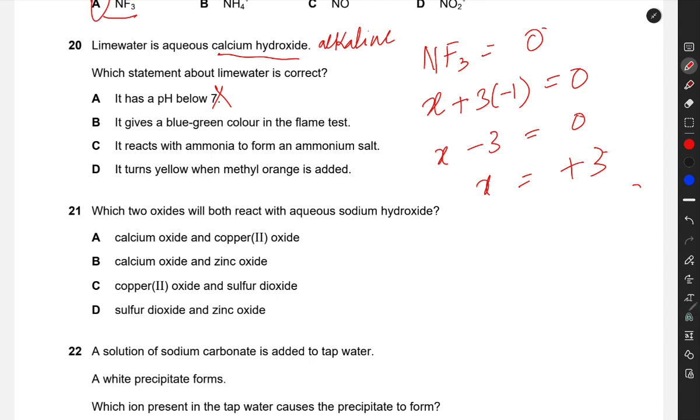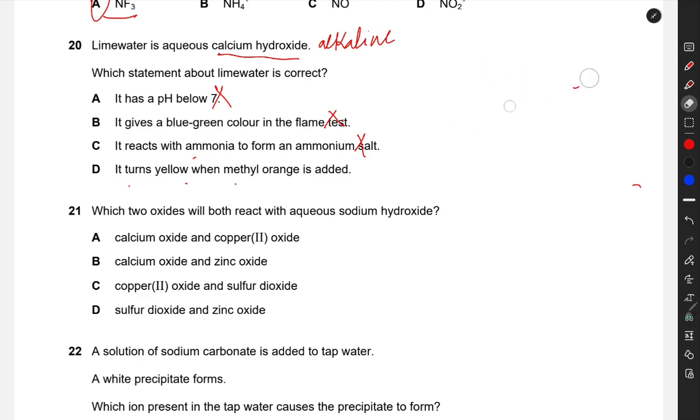Calcium does not give a blue-green color in the flame test, so it is also incorrect. It reacts with ammonia to form an ammonium salt, so it does not react. Calcium hydroxide does not react with ammonia to form an ammonium salt. An ammonium salt is formed when ammonia reacts with any acid, so it is also incorrect. It turns yellow when methyl orange is added, so it is the correct option, because calcium hydroxide is an alkaline solution.